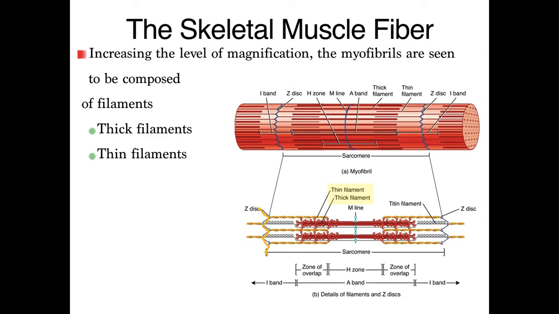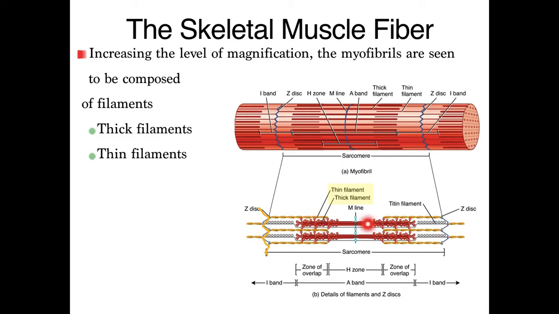And sticking out from the Z-disc in either direction are thin filaments. This here, that is the thin filament. And then you have thin filaments sticking out in this direction and thin filaments sticking out in that direction. The thin filaments are made out of actin. Actin is a cytoskeletal microfilament, right? So it's a cytoskeletal component.